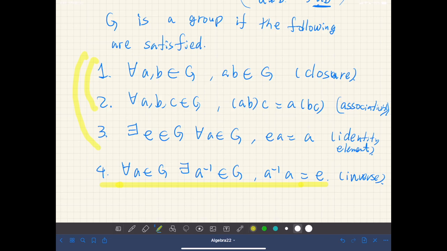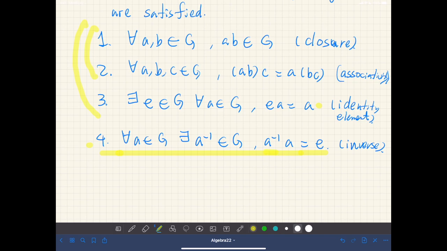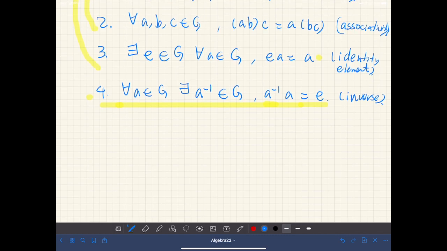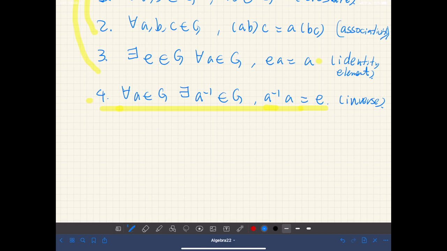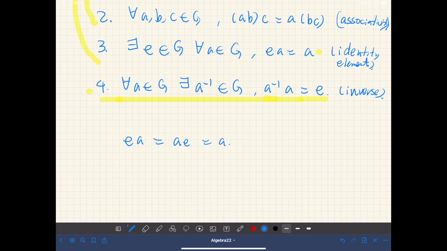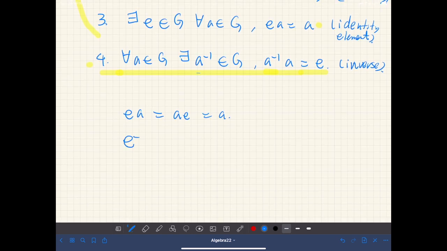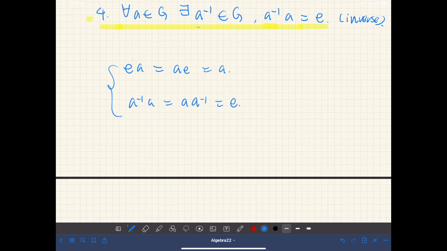But as we have seen before, together with condition 3, condition 4 specifies this inverse element as actually not just the left inverse, but also the right inverse. So if we have all these conditions, we know that EA is also equal to AE, which is equal to A. And for the inverse elements, A inverse times A is equal to A times A inverse, which is equal to E. So we've seen this before. And also you should prove that the inverse of an inverse is the original element. So A inverse inverse is equal to A itself.